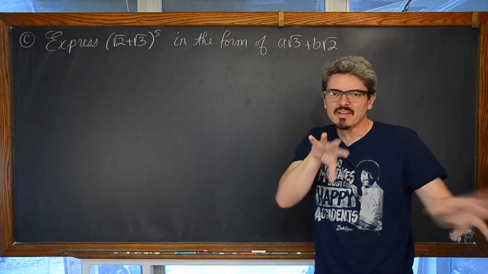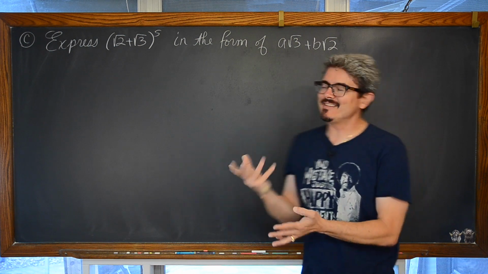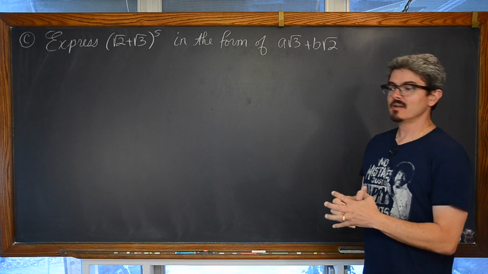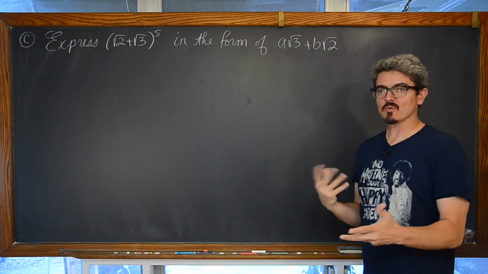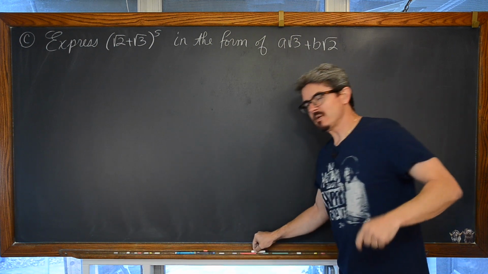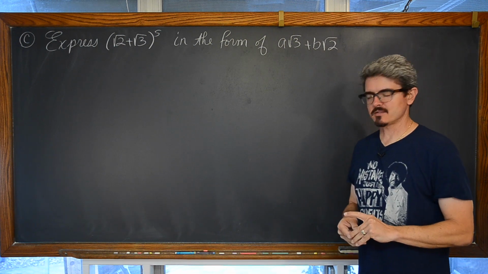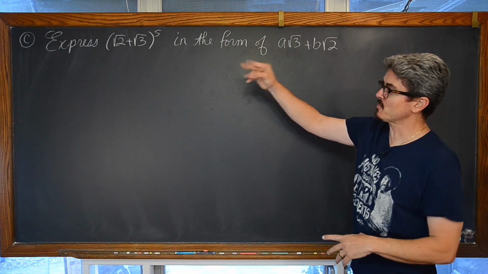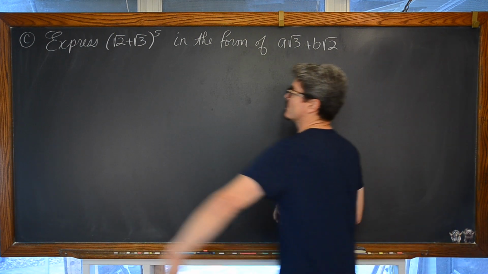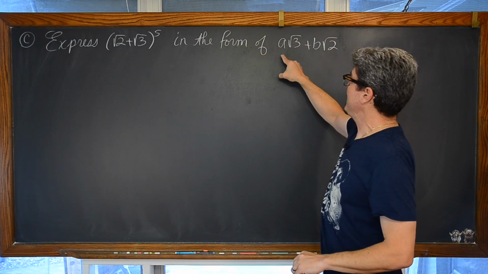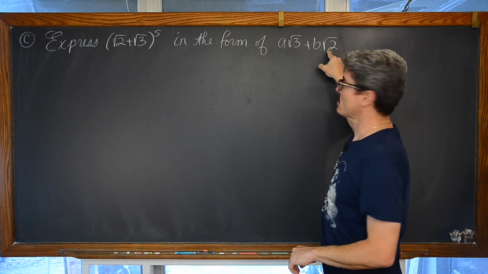Last example, a little bit different. It doesn't have any algebra in it per se. I don't have any variables in it. It's really more about arithmetic and working with simplifying radicals, but it's still involving that binomial theorem, that expansion of a binomial. We're going to express square root of 2 plus the square root of 3, that quantity raised to the fifth power, in the form of a square root of 3 plus b square root of 2.